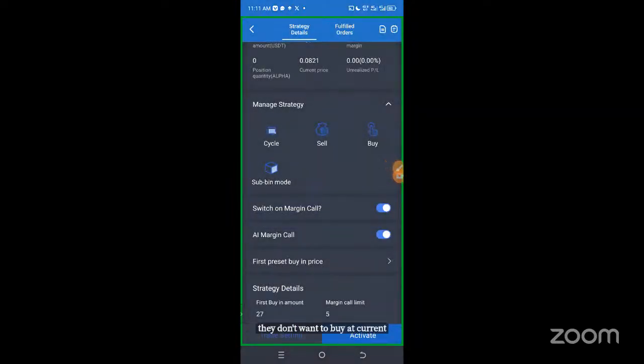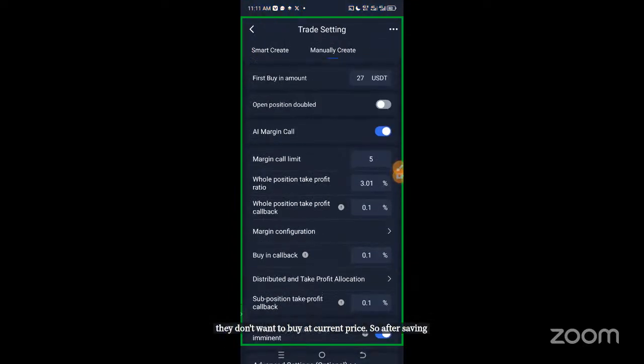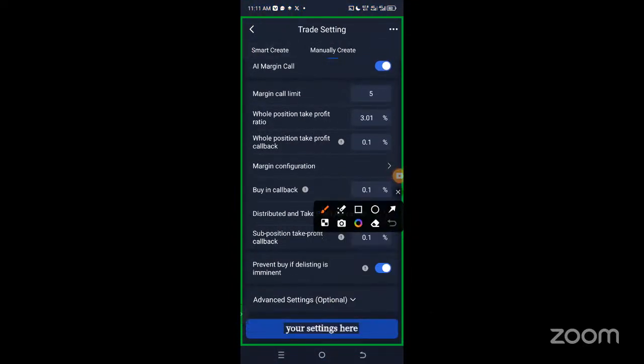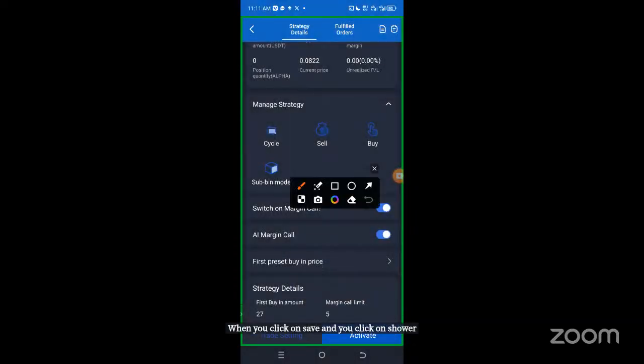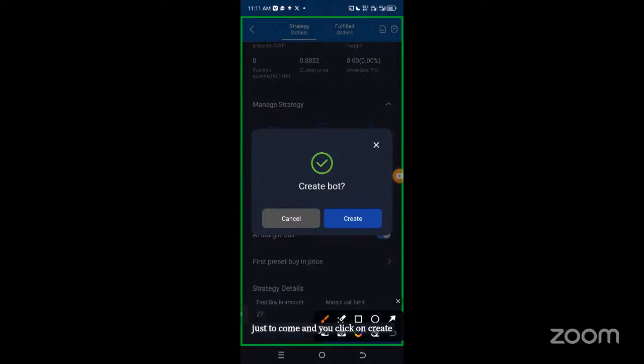So after saving your settings here, if it is a signal of current price, you click on save, you click on sure, then you click on create, because it is a signal of current price.